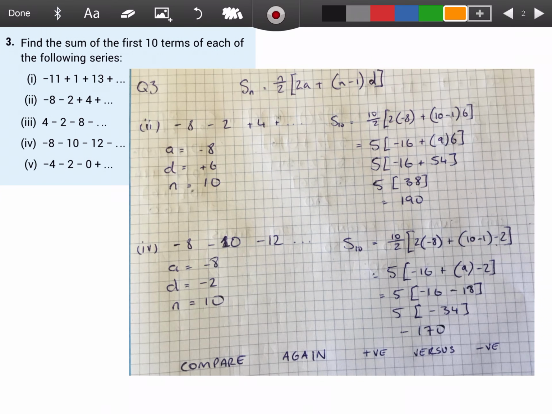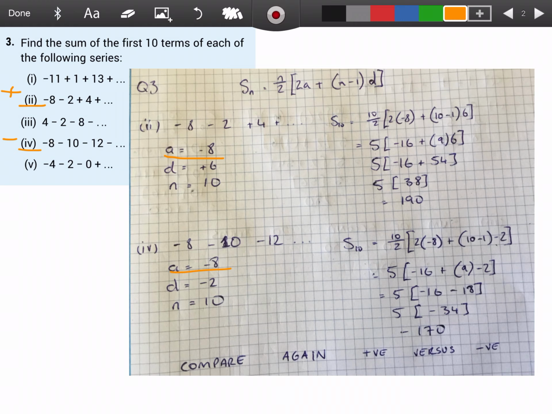Question 3 then, I did parts 2 and 4, again for similar reasons to question 1. This has an addition for the d value, and this has a subtraction for the d value. So I just wanted to put those in. I also wanted to show you these ones because they've got a negative a value at the start. It doesn't have much of a bearing, but you'll notice it yourself.